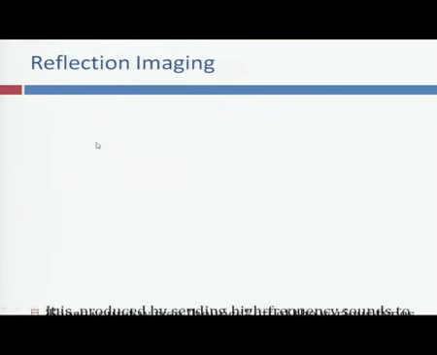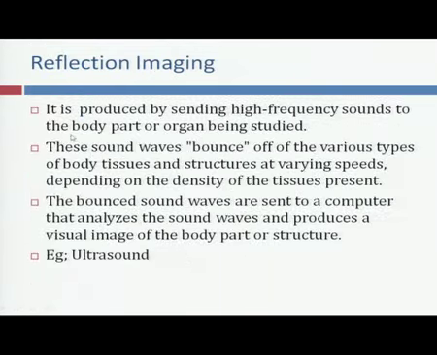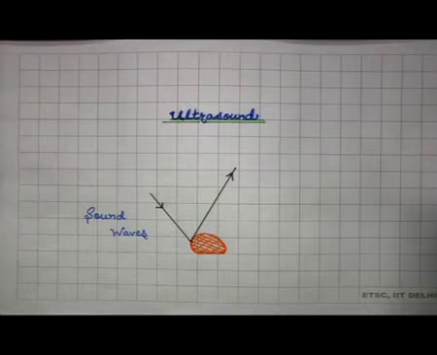Then there is reflection imaging, where images are produced by sending high frequency sounds to the body part or the organ being studied. These sound waves bounce off of the various types of body tissues and structures at varying speeds depending on the density of the tissue present. The bounced sound waves are sent to a computer that analyzes the sound waves and produces a visual image of the body part or the structure.